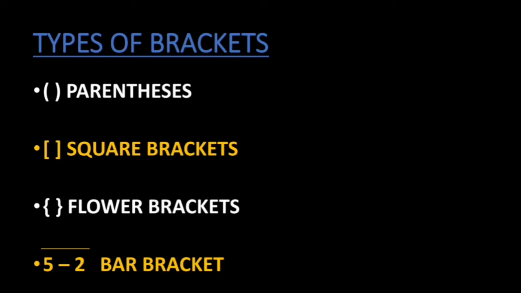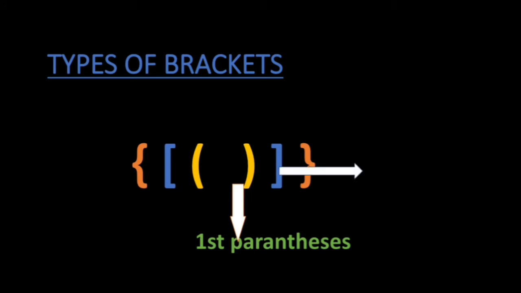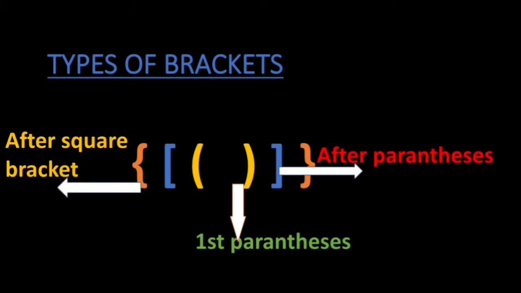Now, if we have brackets, we will always first simplify parenthesis and bar brackets. After parenthesis we will simplify square brackets and finally, at the last, we will simplify flower brackets.